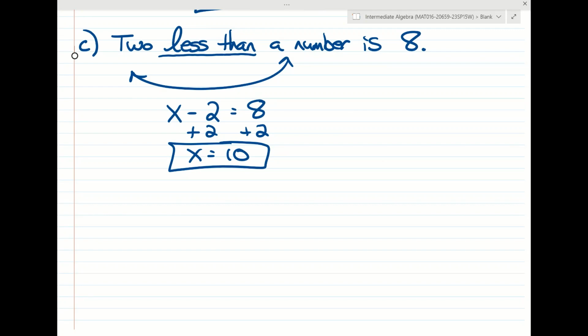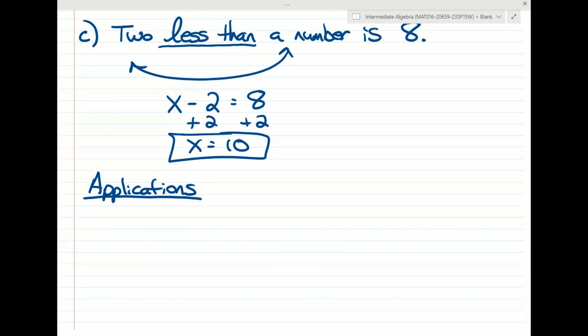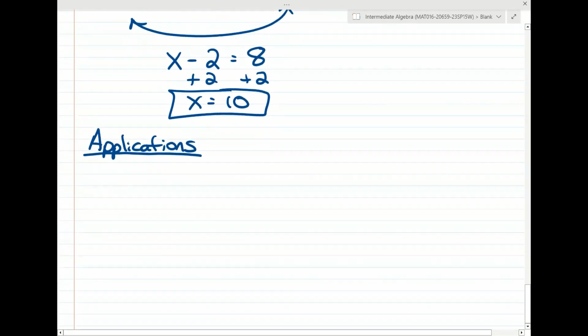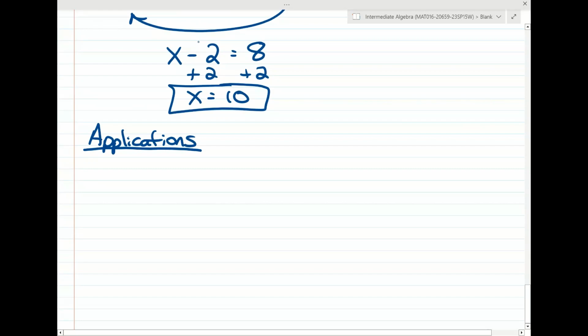So let me show you something a little bit different. I'll call it applications. I'm calling it applications because word problems scare people. Applications is less scary. We're going to be doing the same thing here. We're going to be converting English to math and then solving. So it's going to be a little bit of writing, so just hang with me here while we write this down.